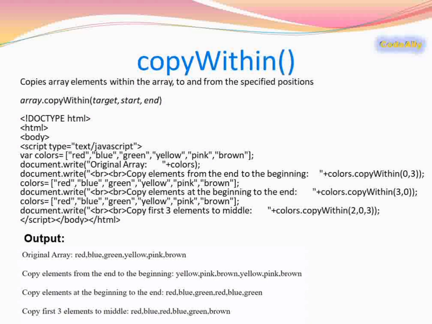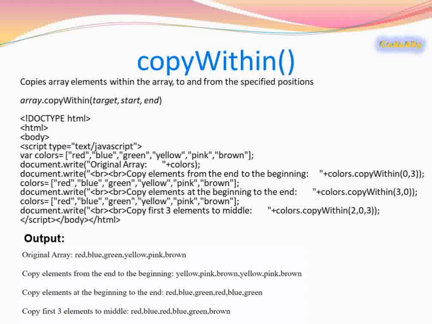Now you can see in this example we have created an array colors which has red, blue, green, yellow, pink and brown values. First we are printing the original array. After that we are applying copyWithin with the parameters 0 and 3. As we know, according to the syntax, the first value that we give is the target where we want to place the data, and the second value is from where we want to start copying. At position number 3 we have yellow, so we are going to start copying from yellow, and where we have to paste, we keep it at position 0. So after copying, the final result will be yellow, pink, brown.